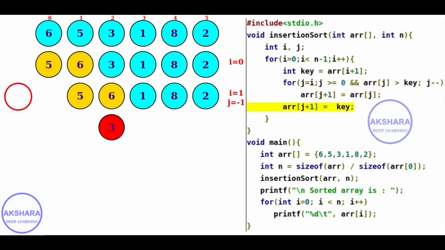Now key will be moved to j plus 1 index. Now j is -1, so this key will be moved to index 0. After completion of the second pass, these three elements are in sorted order. Now the third pass will start.